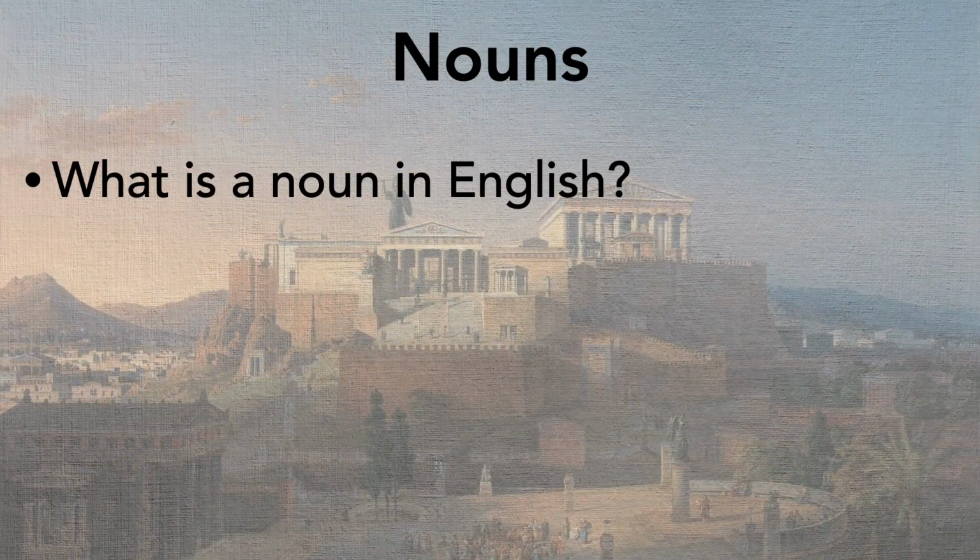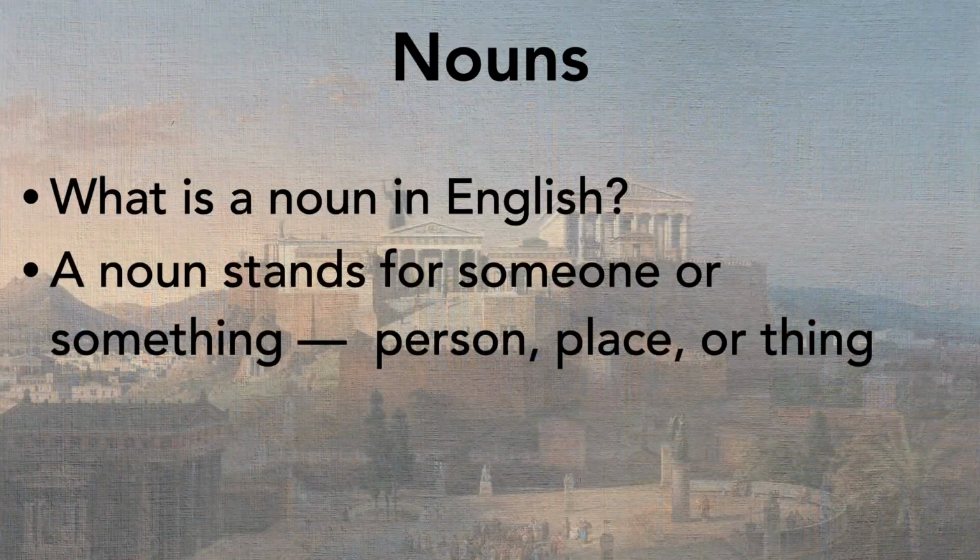So what is a noun in English? Okay? Think about that for a second. What is a noun in English? Well, a couple definitions for you. A noun stands for someone or something. Okay? It stands for something. It points to something real. Or you might think it's a person, a place, or a thing. Okay, either of those definitions works. It stands in for something, or it's a person, place, or a thing.